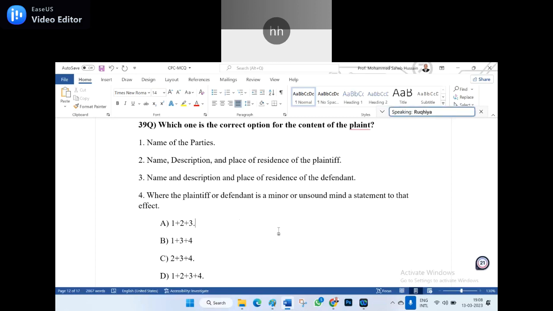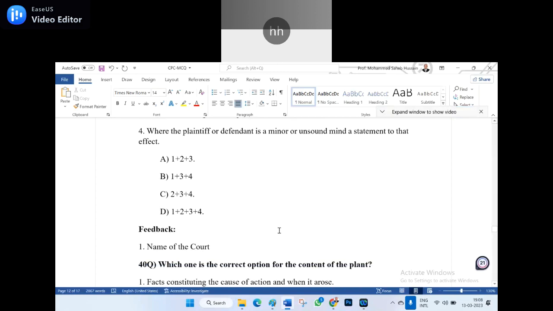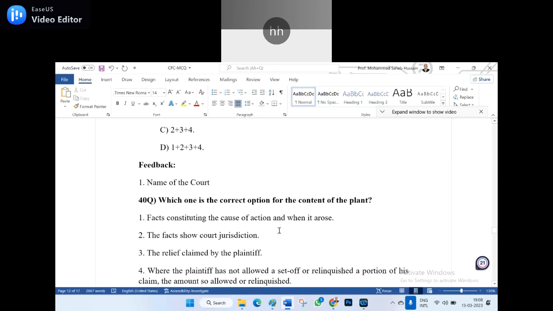No, I committed some mistake there in one. I intentionally made it. It is not the name of the parties. It is the name of the court. Now you tell me. Option C, sir. 2, 3, 4. C is the right answer. You eliminate one because it is not the name of the parties. It is the name of the court. Is it clear? Yes, sir.